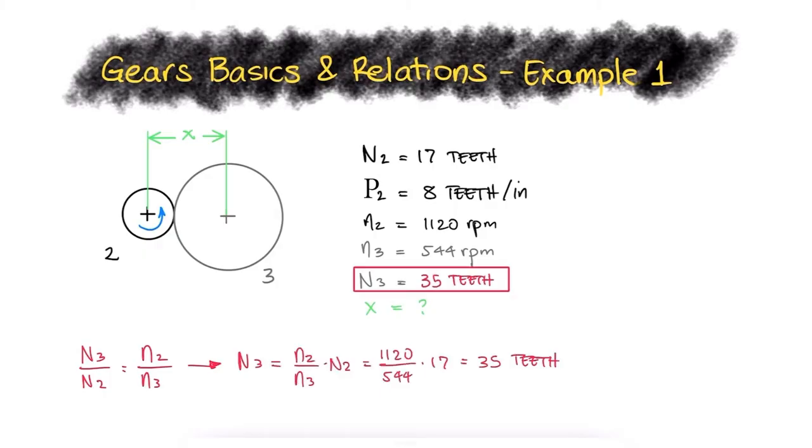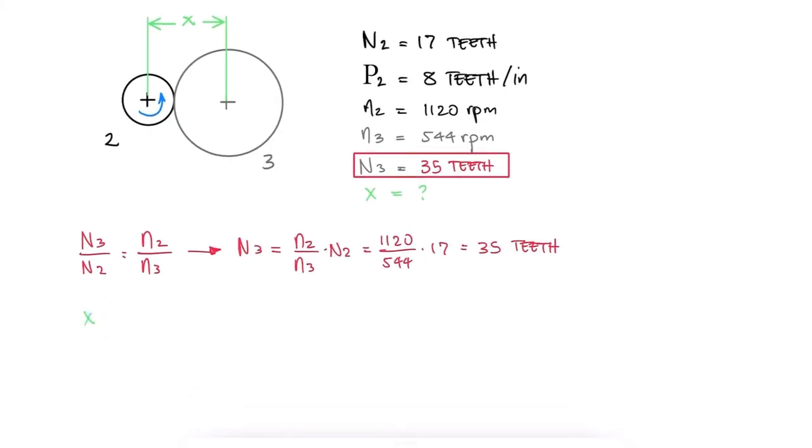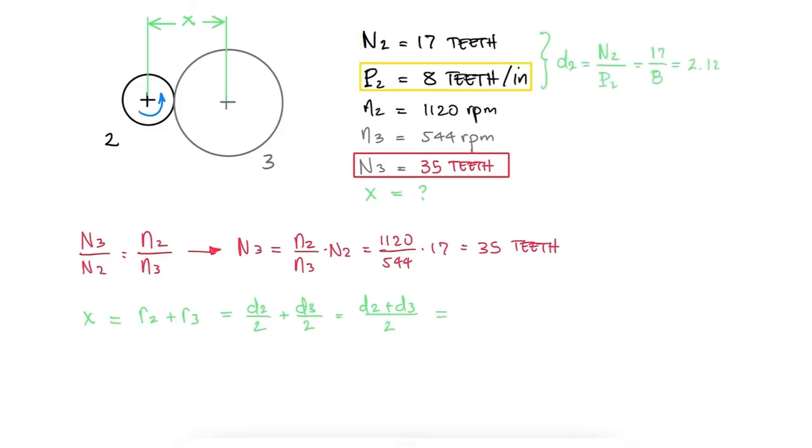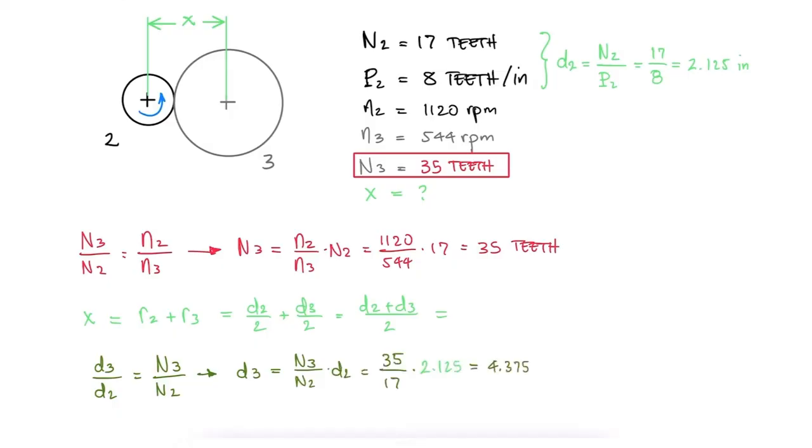The theoretical center-to-center distance will be the radius of gear 2 plus the radius of gear 3, which is their pitch diameters over 2. The pitch diameter for the pinion, or gear 2, will be the number of teeth over its diametral pitch. And since the ratio between the pitch diameters is directly proportional to the number of teeth, the pitch diameter of the gear, or gear 3, is equal to 4.375 inches. Substituting these values, we find that the theoretical center-to-center distance is 3.25 inches.